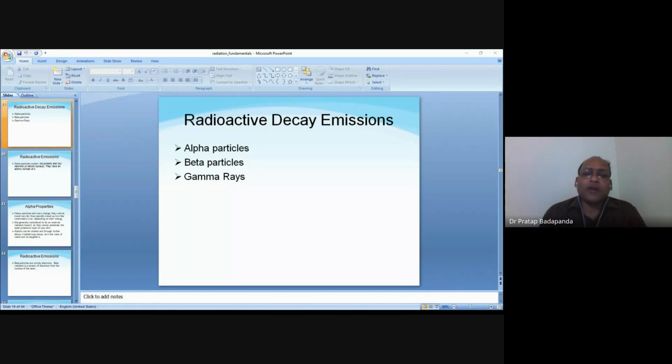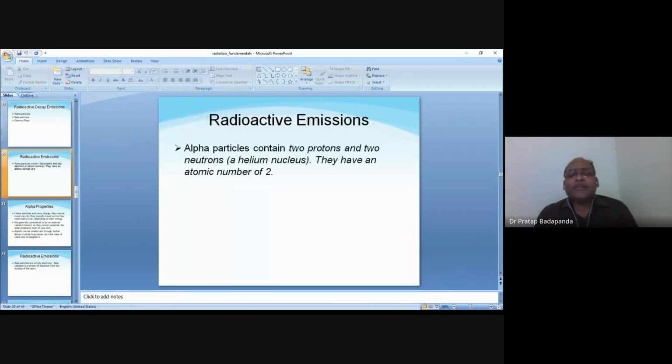Okay. Now we'll come down to radioactive emission. Alpha particles contain two protons and two neutrons. So who will produce the alpha particles? If the same number of protons and neutrons are present, as in helium, two protons and two neutrons are present, with atomic number 2.